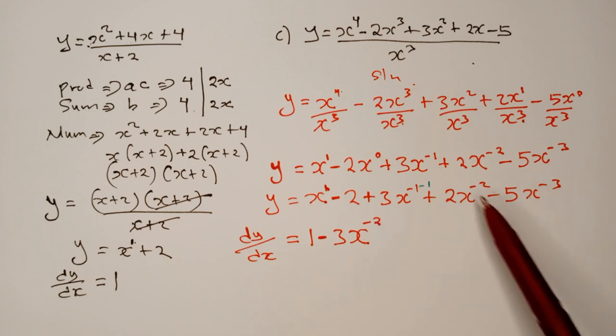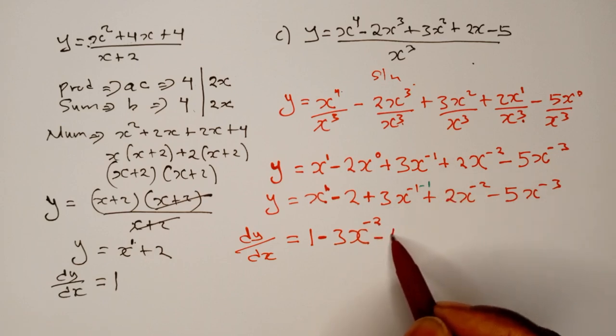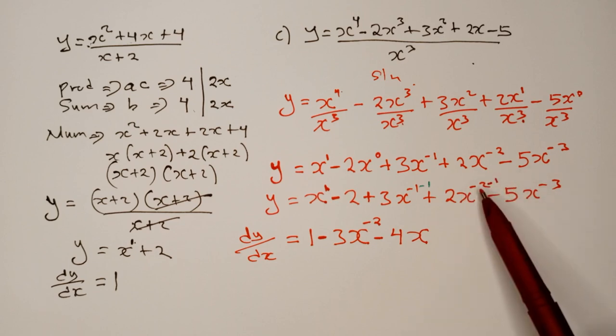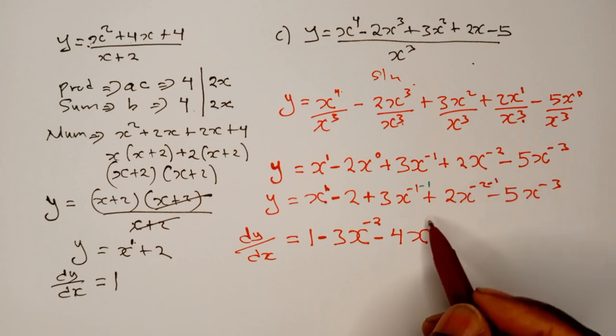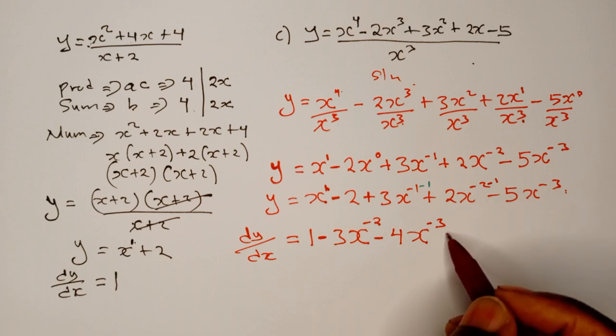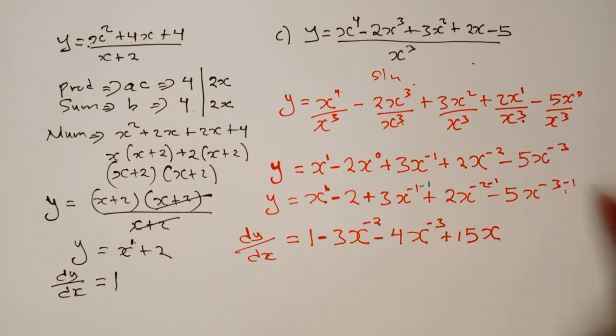Go to the next one, negative 2 times 2, you're going to get negative 4x. Then this one you minus 1 again, so it will be negative 2 minus 1, this will be negative 3. And finally you're going to have negative 3 times negative 5. This one will give you positive 15. x raised to, again we minus 1 from this negative 3, it's going to be negative 3 minus 1 is negative 4. And finally, that is how your gradient function will look like.